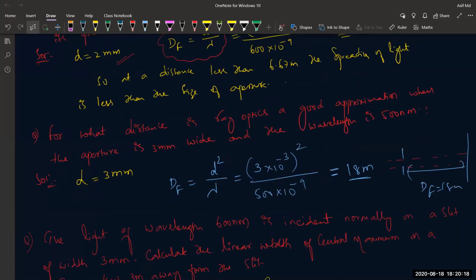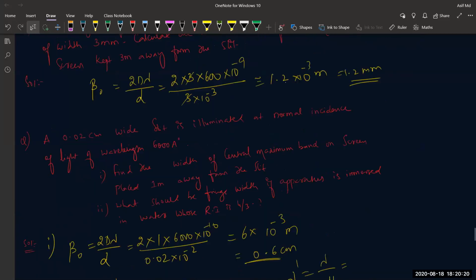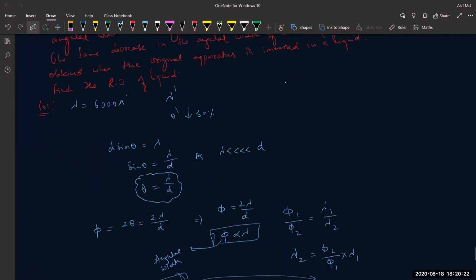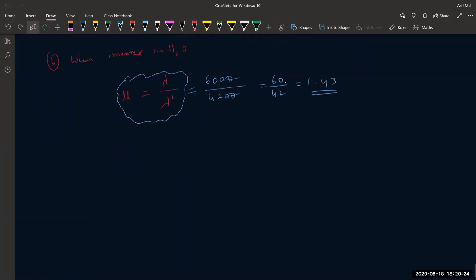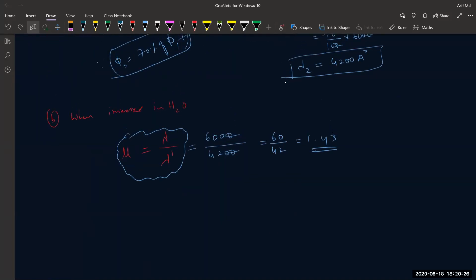So this is the ending of diffraction. We'll try to start with polarization in the next session of your class. Let me see if I have any good question with me so that I can share it with you now. Let me check with this one. Diffraction, all small questions only.